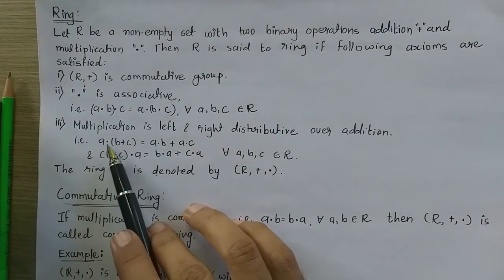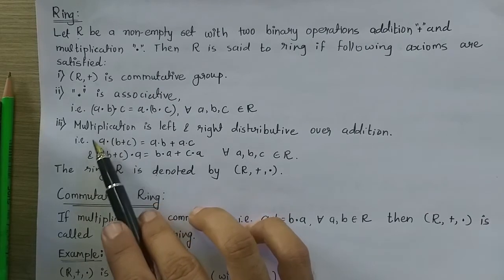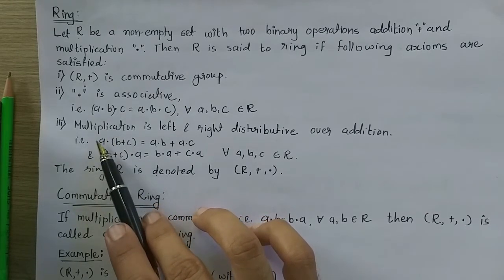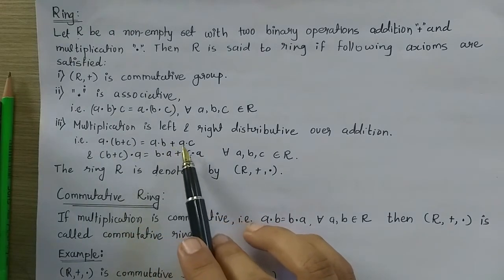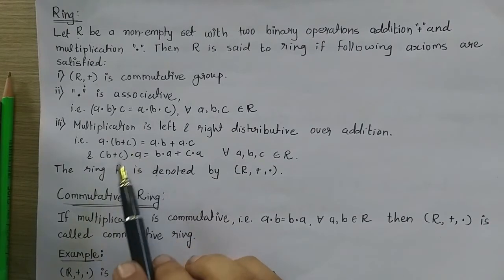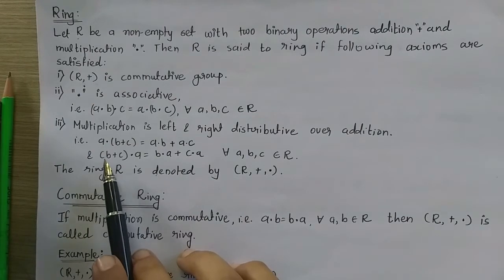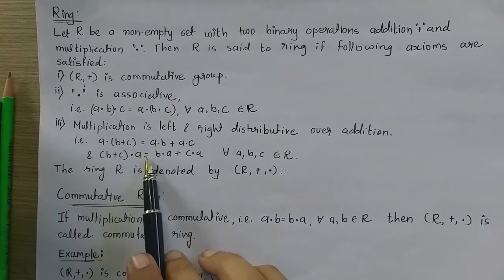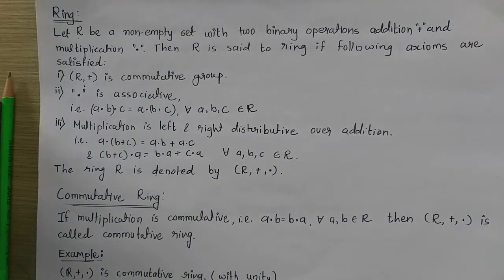Now third, multiplication is left and right distributive over addition. That means a dot, now here multiplication is from the left side, so multiplication is left distributive: a dot (b plus c) is equal to a dot b plus a dot c. And here multiplication is from the right side, so multiplication is right distributive: (b plus c) dot a is equal to b dot a plus c dot a for all a, b, c belongs to R. The ring is denoted by R plus dot.